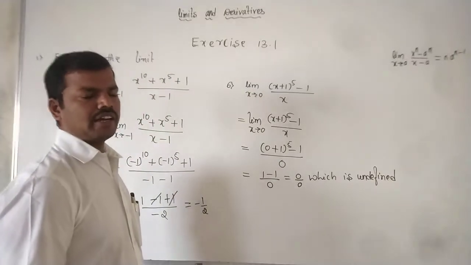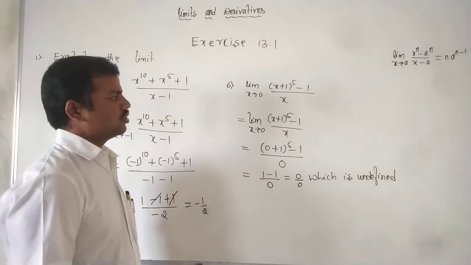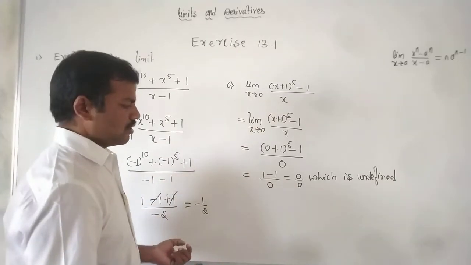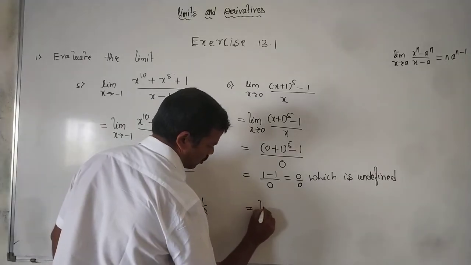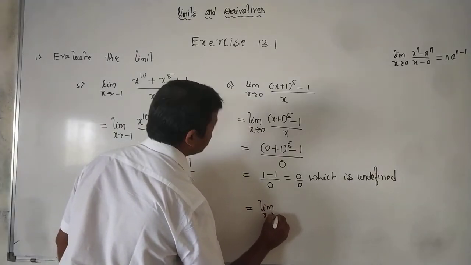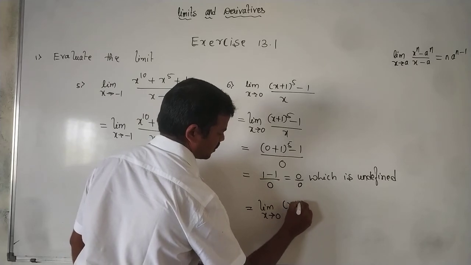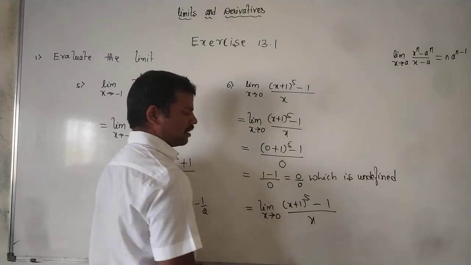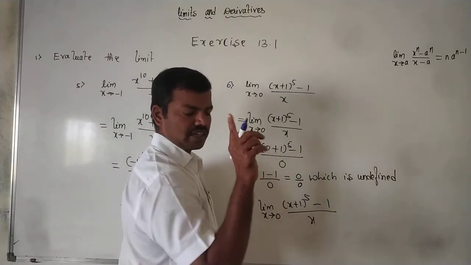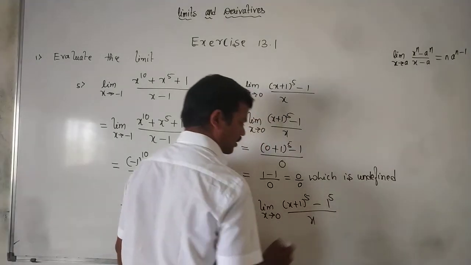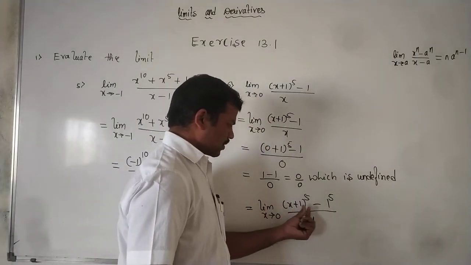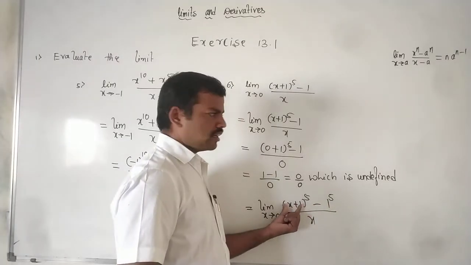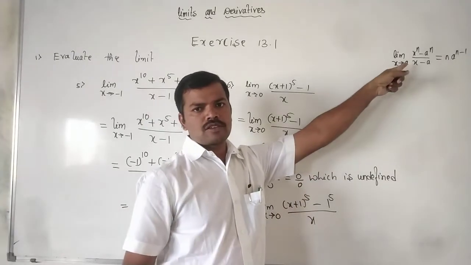If we get undefined, then what do we have to do? We have to use the alternative method to get to the defined form. So let me take that. For this, to get to the defined form, we have (x plus 1) raised to 5 minus 1 divided by x. Here we can write 1 raised to 5 is 1. See here, x raised to n minus a raised to n we got. So let me take the substitution for this. Then we bring it into this form, so we can make it easily.